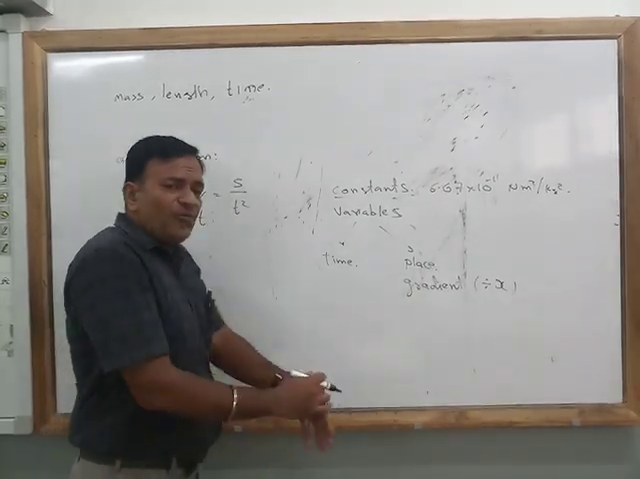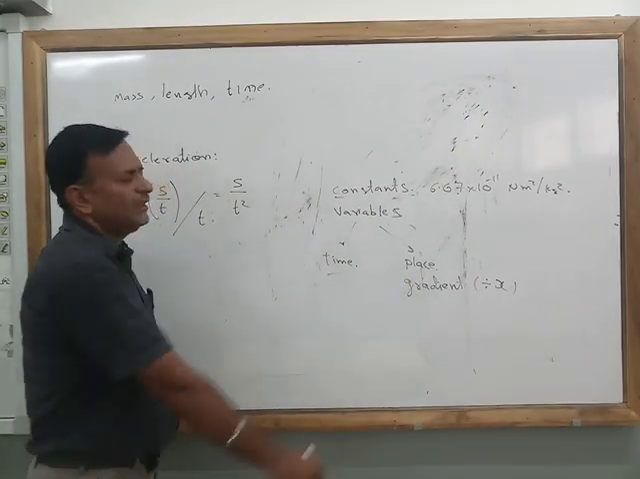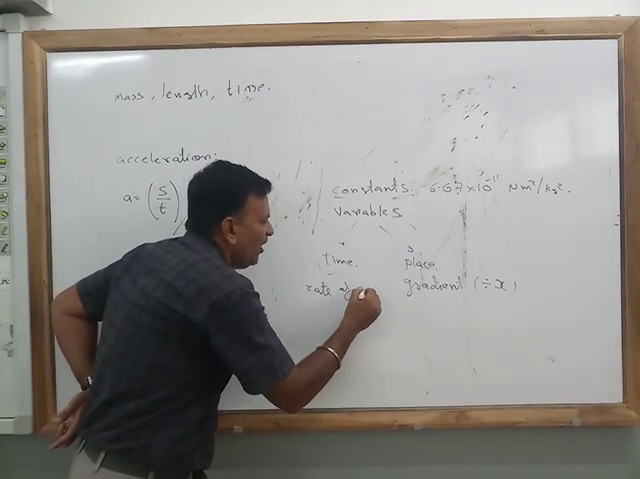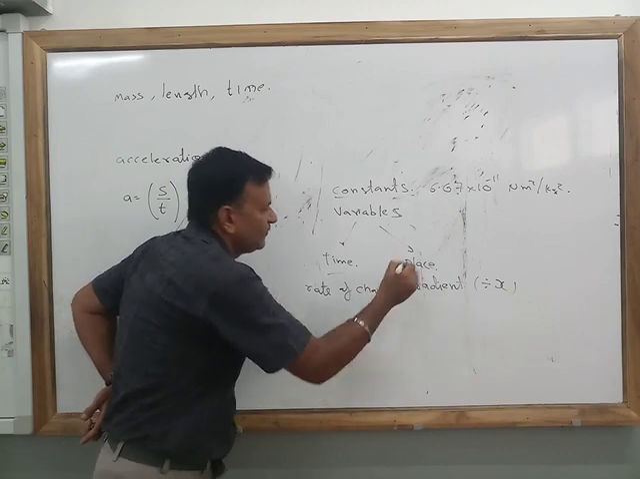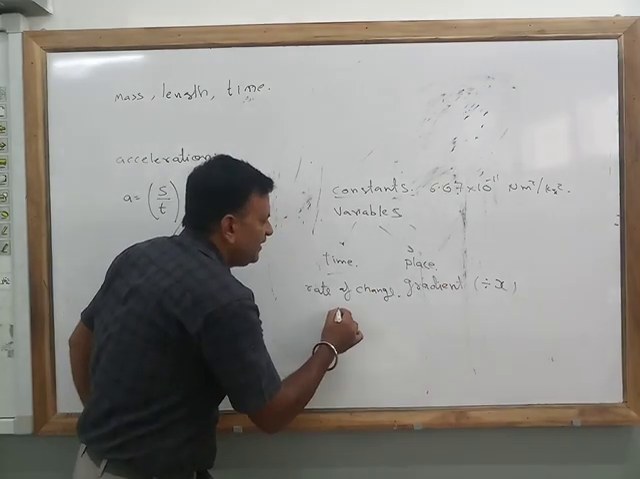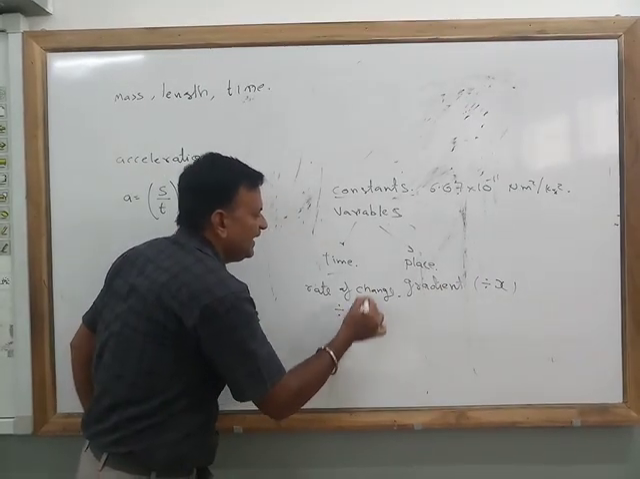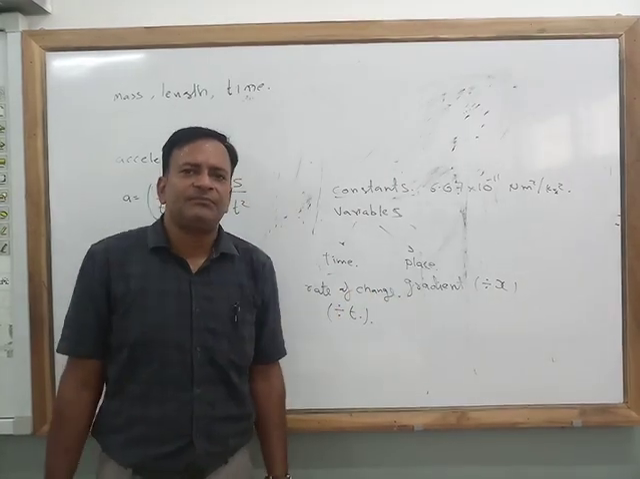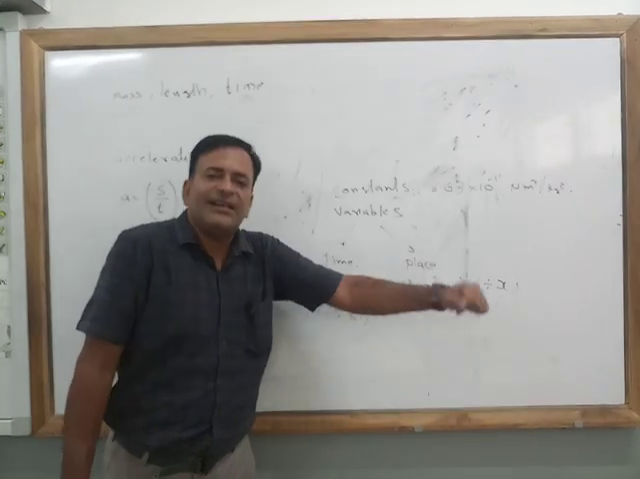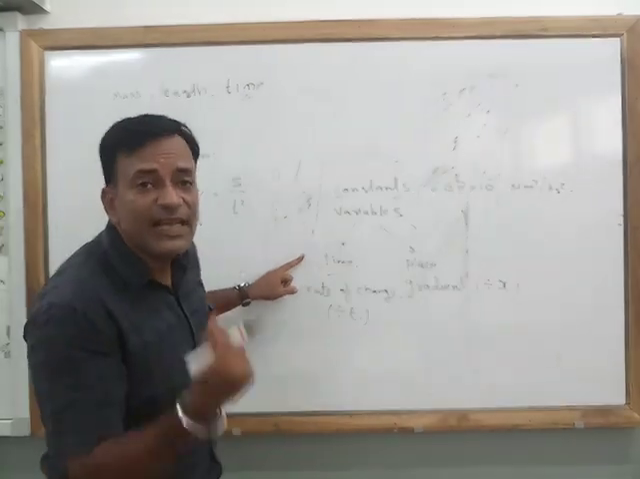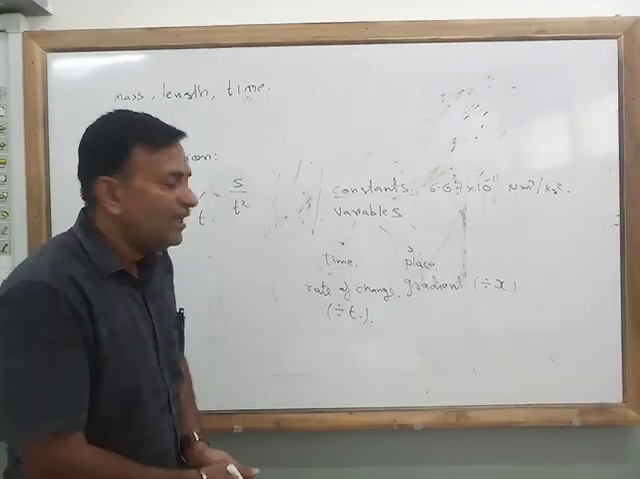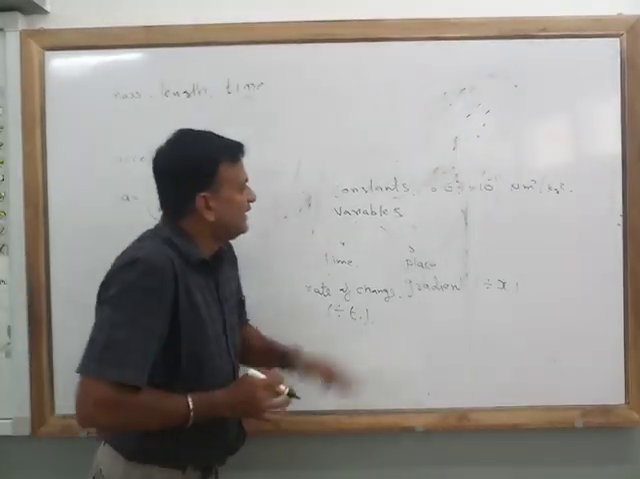If something changes with time, what do we call it? We call it rate of change. It means dividing something by time. Mark these words. Place, gradient: gradient means divided by distance. Time: if something changes with time, we call it rate of change. And what is rate of change? Dividing by time. So, this was about constants and variables.